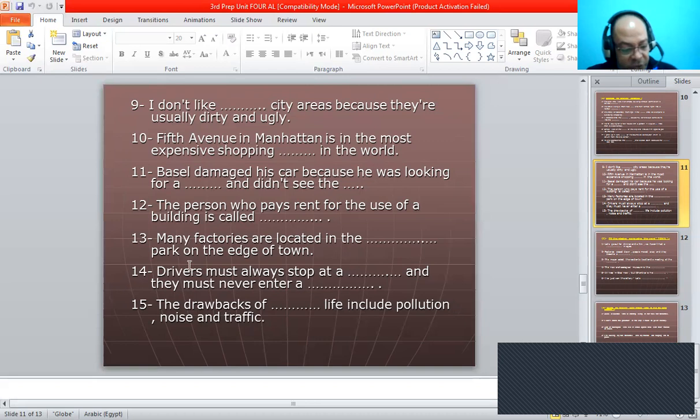Number 14: Drivers must always stop at a zebra crossing. They must never enter a pedestrian area. Number 15: The drawbacks of urban life include pollution. So the drawbacks of urban life, the disadvantages of modern life, include pollution, noise and traffic.